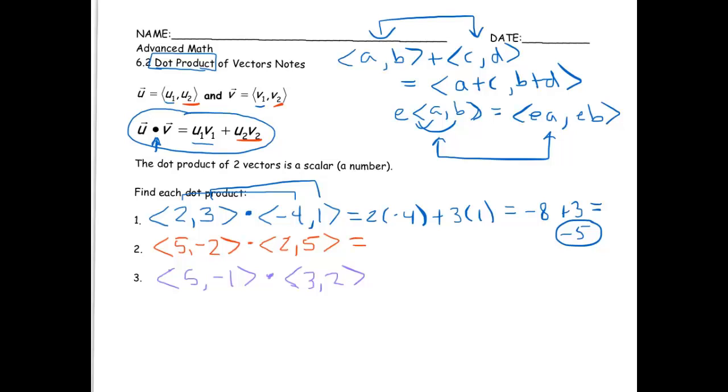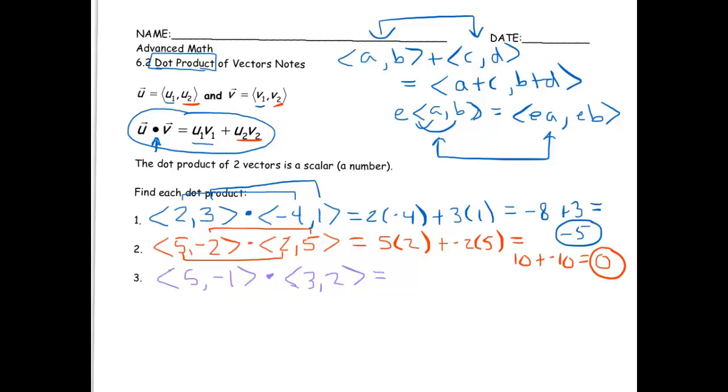Let's try this next one. So it would be 5 times 2, the product of the x components, added to the product of the y components. And so this equals 10 plus -10, which is 0. And we're going to see in a second that that's actually a really special result for a dot product. And why don't you pause the video and try this one yourself.